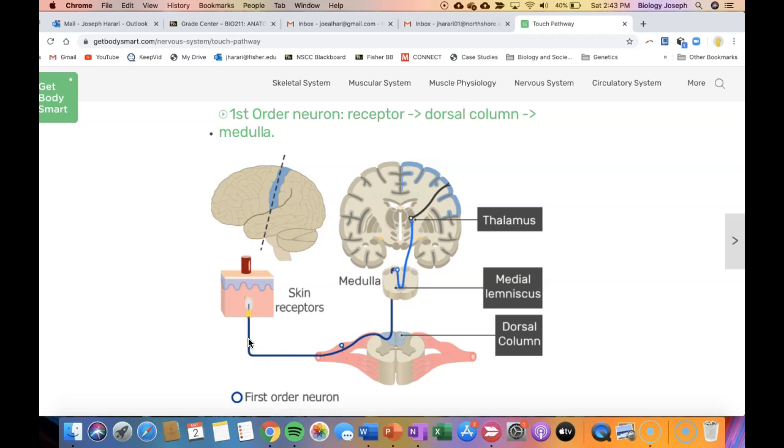And that signal is going to be sent by this first order neuron through the dorsal column of the spinal cord. So depending where in the body the skin receptor is located, it's going to activate a specific spinal nerve. That spinal nerve will then go into the spinal cord. And in the dorsal column, that nerve will go up to the medulla.